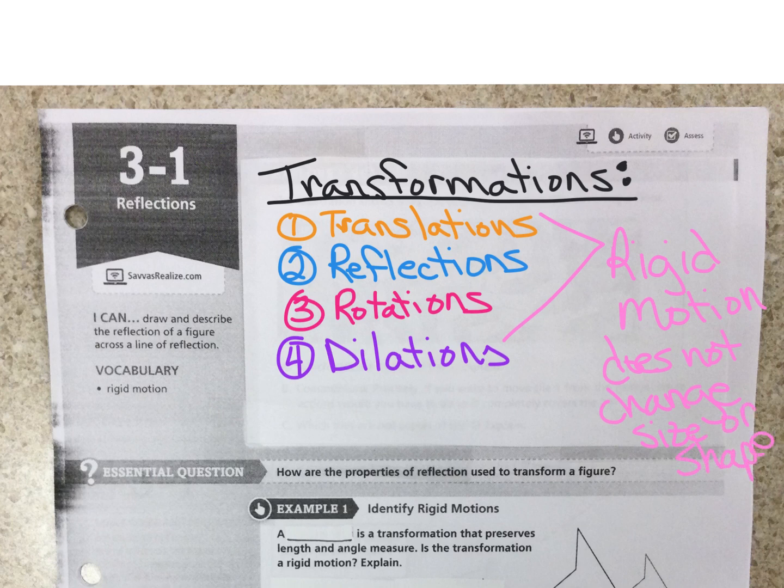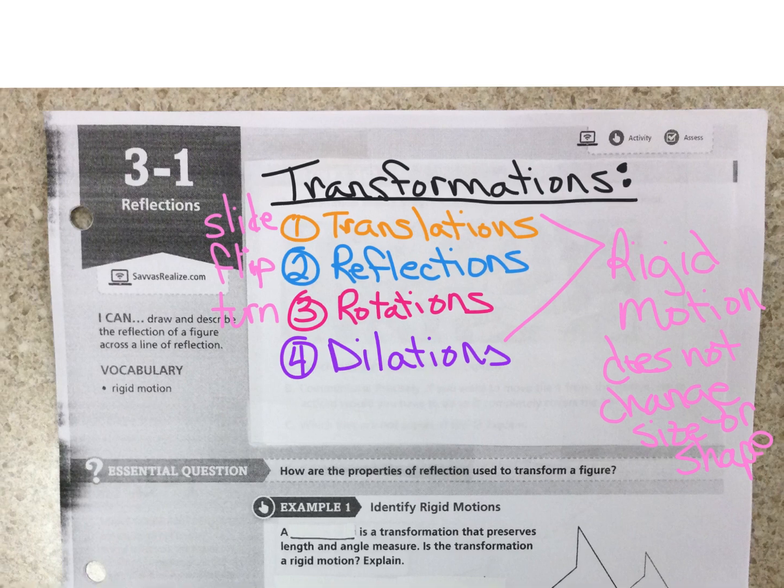Now, translation is a slide across the graph. A reflection is a flip. You're flipping it over a line. Rotation is a turn. You're turning the graph around. And a dilation gets bigger or smaller, which is why it's not rigid motion.